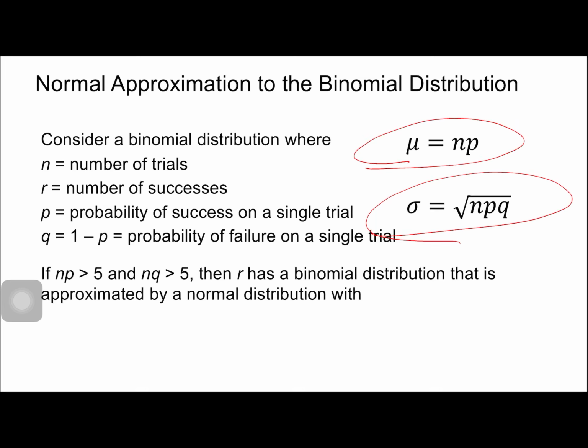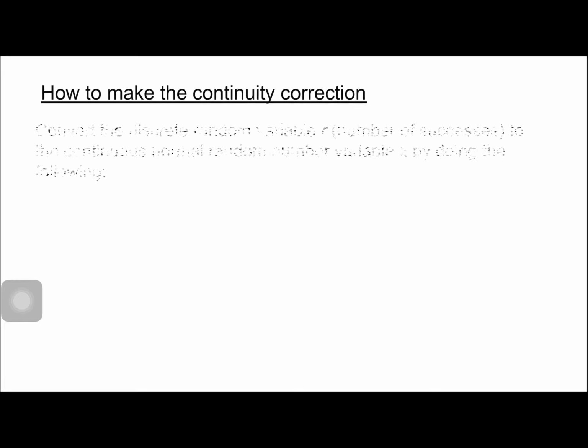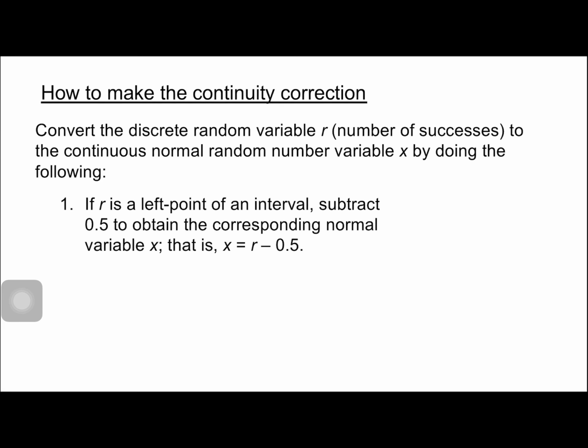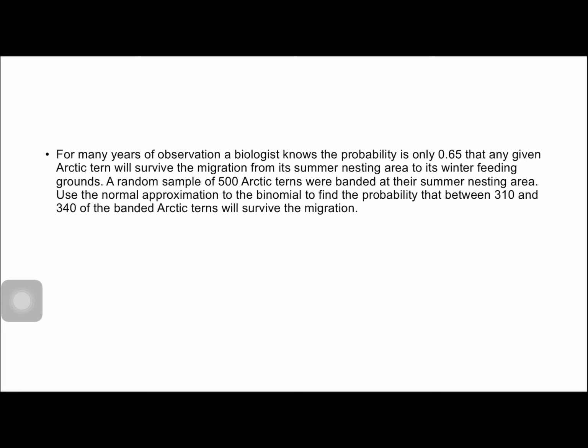We all know that mu is the mean, n is the number of trials, p is the probability of success on a single trial, and sigma is the standard deviation. Then, of course, q is the probability of failure on a single trial. Okay? Since this is a binomial distribution, we need to make a continuity correction. How are we going to do that? If you can still remember, in our histogram, we subtract 0.5 from the lower boundary and add 0.5 to the upper boundary. So that also applies here.